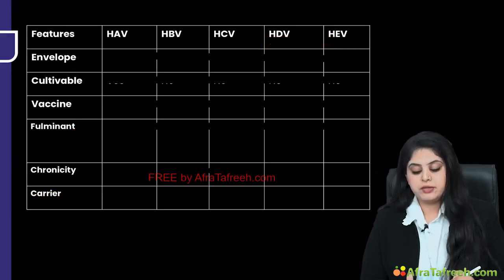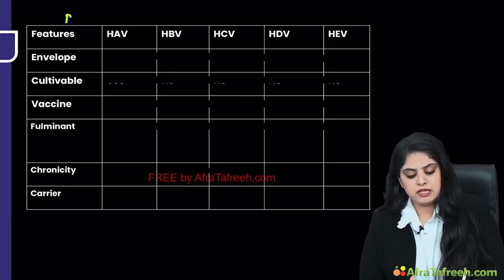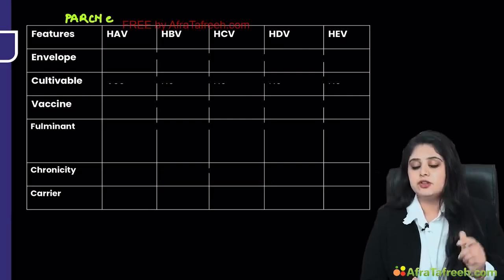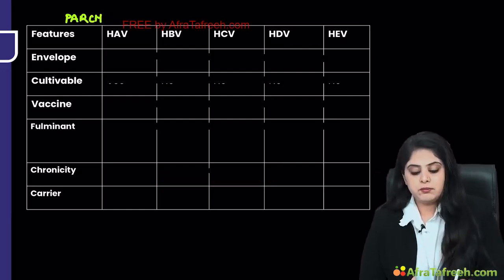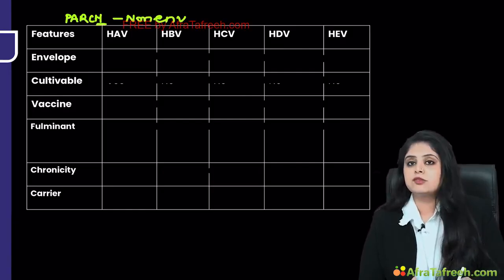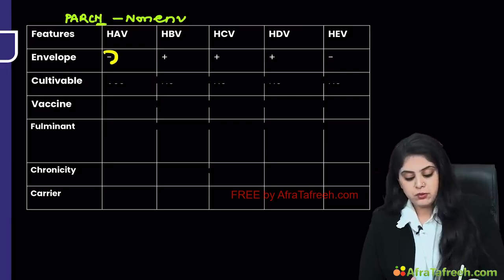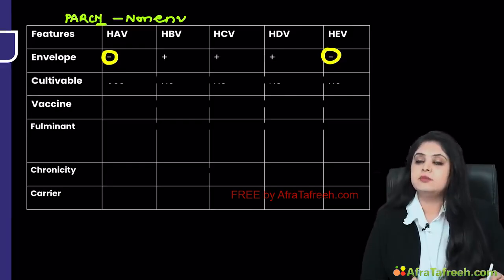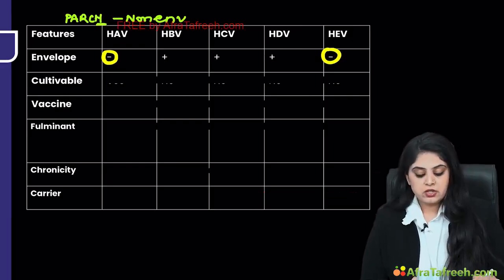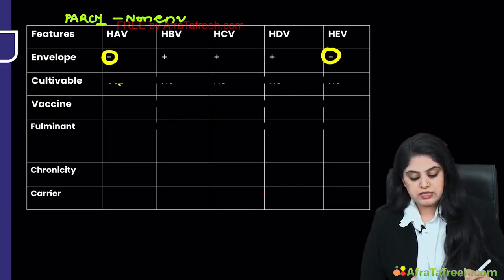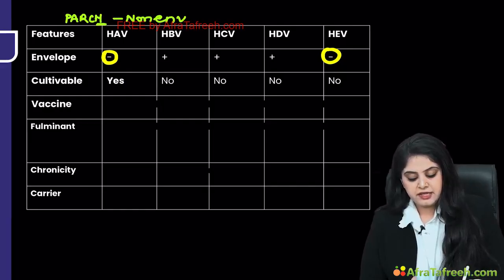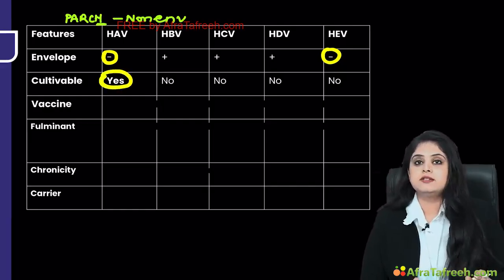Let's move on forward. When I ask you about the envelopes, I think I gave you a mnemonic in the beginning of this series of hepatitis, or of this series of general virology, which was for non-enveloped viruses. And which hepatitis was coming under those? A and E, the food poisoning ones. The food poisoning ones do not have an envelope, the rest all have an envelope. Talking about cultivable, the only cultivable one that we have is hepatitis A. That is the only cultivable one.